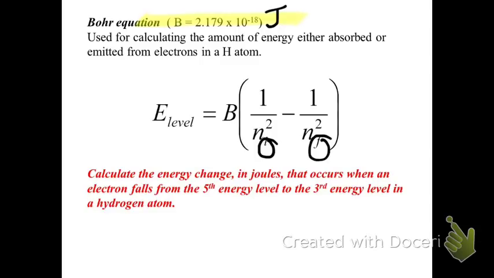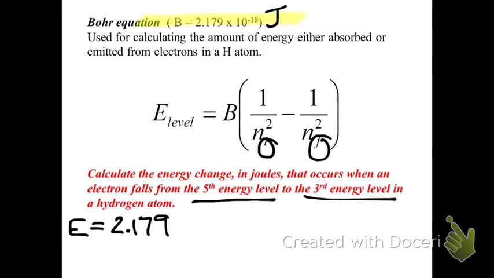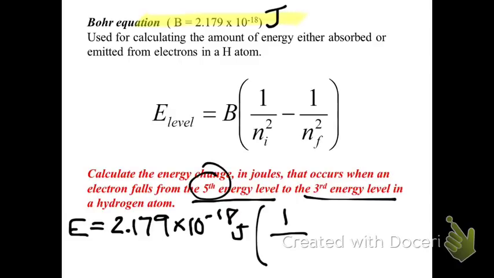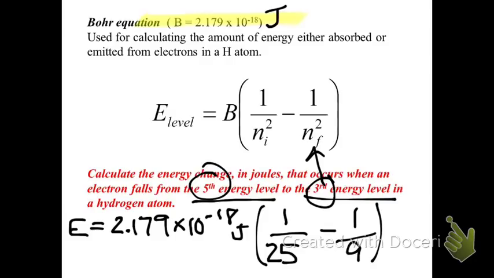So calculate the energy change in joules that occurs when an electron falls from the 5th energy level to the 3rd. All you have to do is use this equation. Bohr's constant is 2.179 times 10 to the negative 18th joules. 1 over, now remember, the initial energy level goes first, and the initial energy level was the 5th, but you have to square 5. So 5 squared is 25. And then the final energy level is the 3rd, and 3 squared is 9.